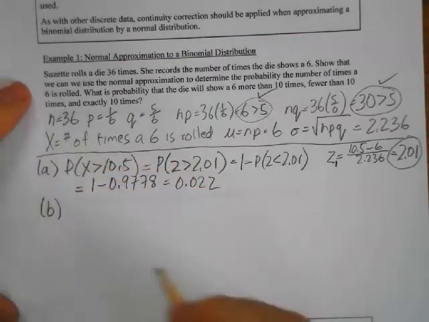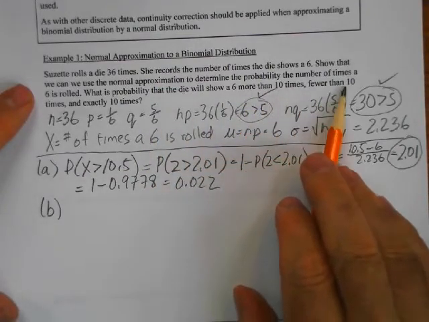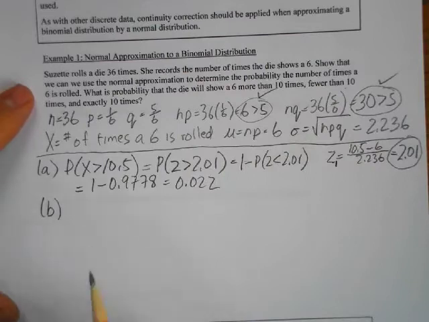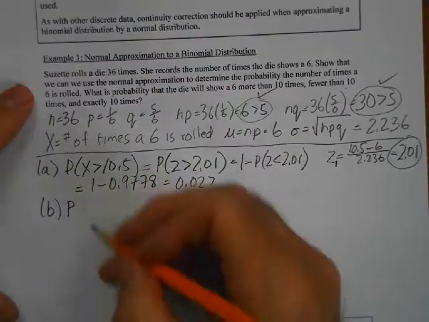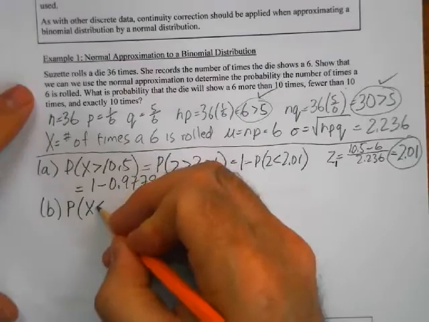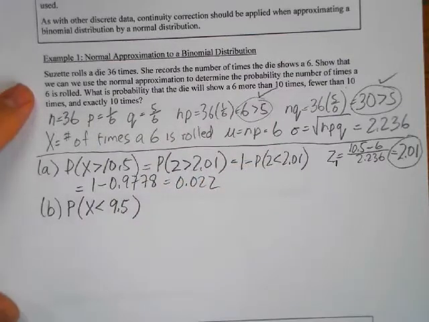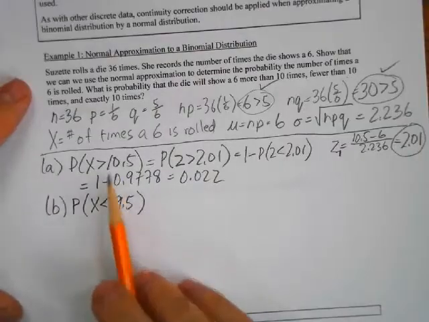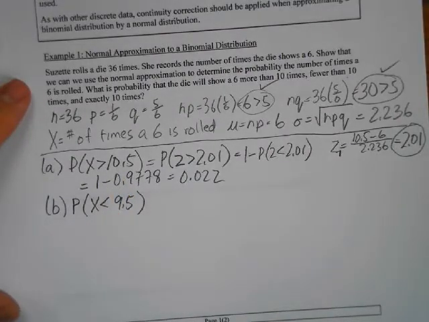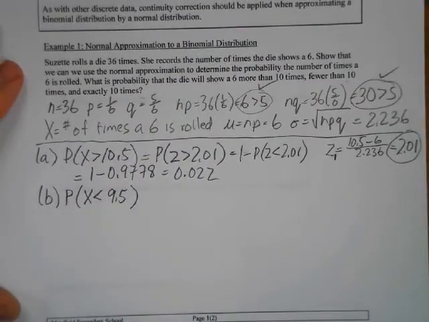Part B. What's the probability the die will show a 6 fewer than 10 times? So less than 10 times, again, it's not going to be x is less than 10. It's going to be x is less than 9.5, because what we haven't covered here, between 9.5 and 10.5, would be the probability of rolling it exactly 10 times, which is the third part of the question. So we will be doing that as part C.